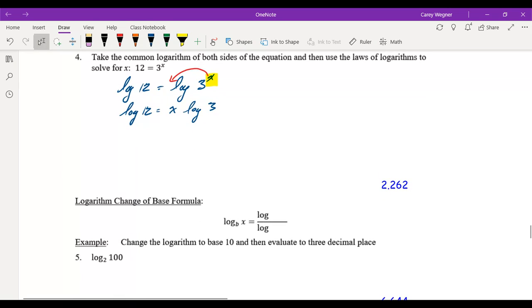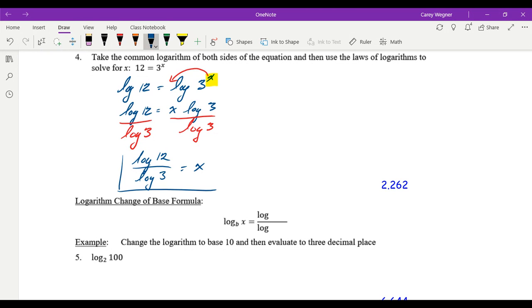Now to isolate the x, we can divide both sides by this log of 3. Which tells us that the log of 12 divided by the log of 3 is equal to x. So again, we have a solution.